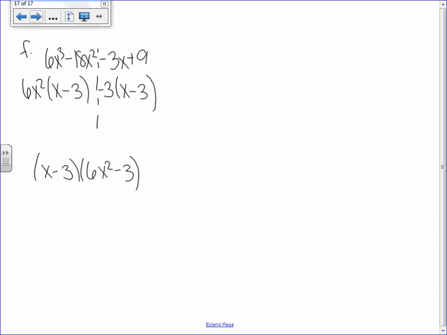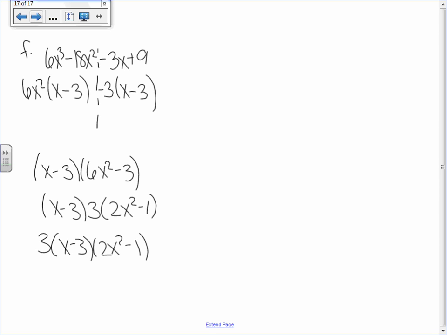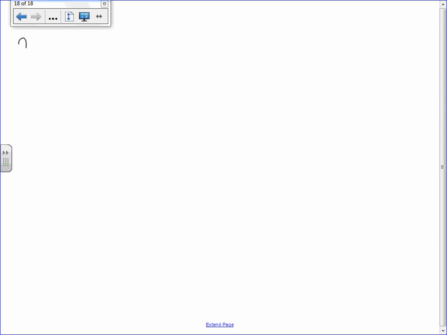But that 6x squared minus 3 has a GCF of 3, and I'm left with 2x squared minus 1. But that 3 looks weird in the middle, so I'll move it out in front. And now I am done factoring. And then on to part 2.